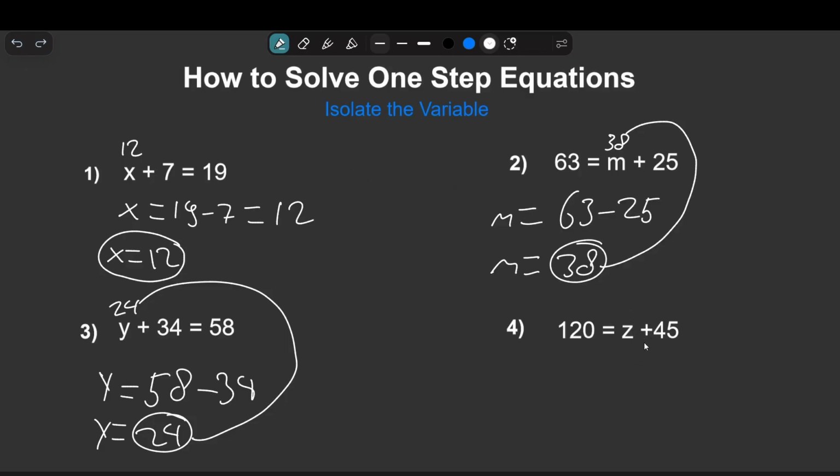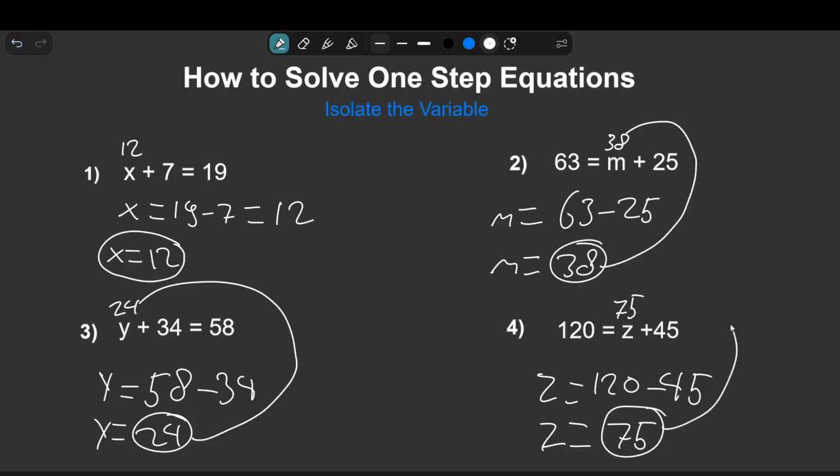inversing the operation. So we're going to do z equals 120 minus 45. 120 minus 45 will give us an answer of 75, so our z will have a value of 75. To check this again, we plug it in right here and add these two up. 75 plus 45 equals 120. So 75 is the correct answer and our final answer.